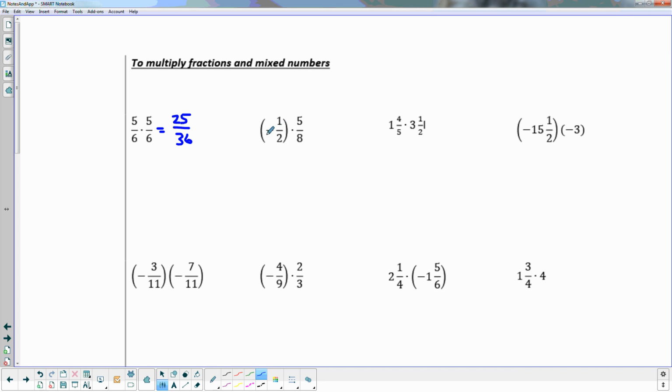Whenever I have a negative, I kind of think of that negative as being in the numerator. It just kind of helps me out a little bit. But other than that, I'm going to do the same thing. Negative 1 times 5 is negative 5. 2 times 8 is 16. Again, go ahead and pardon this thing here. It's not really there.